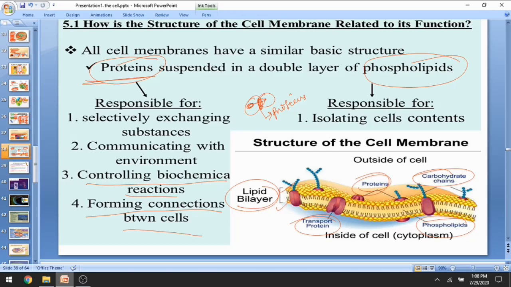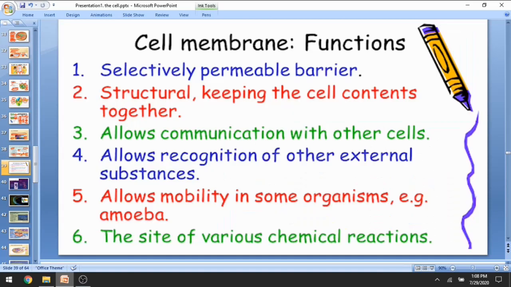Now what is the responsibility of phospholipids? Why are they present? They act as an isolating agent. They are responsible for isolating cell contents. So the cell membrane functions as a selective permeable barrier. They select materials, so they are selectively permeable.